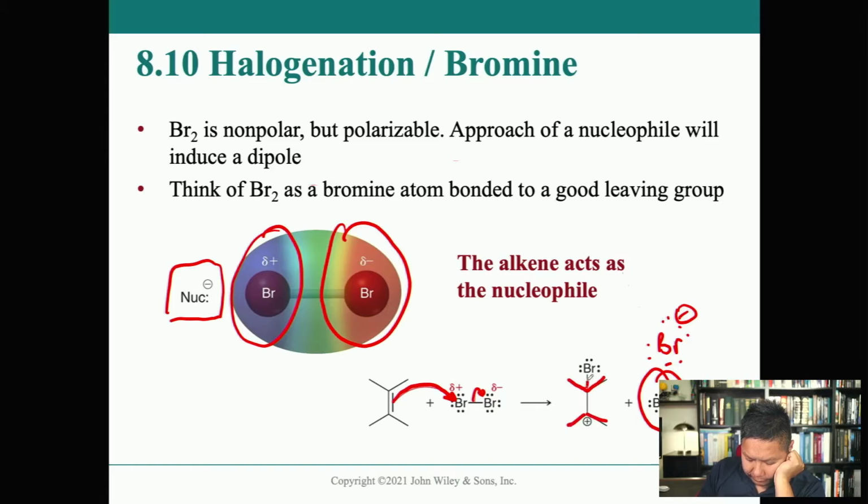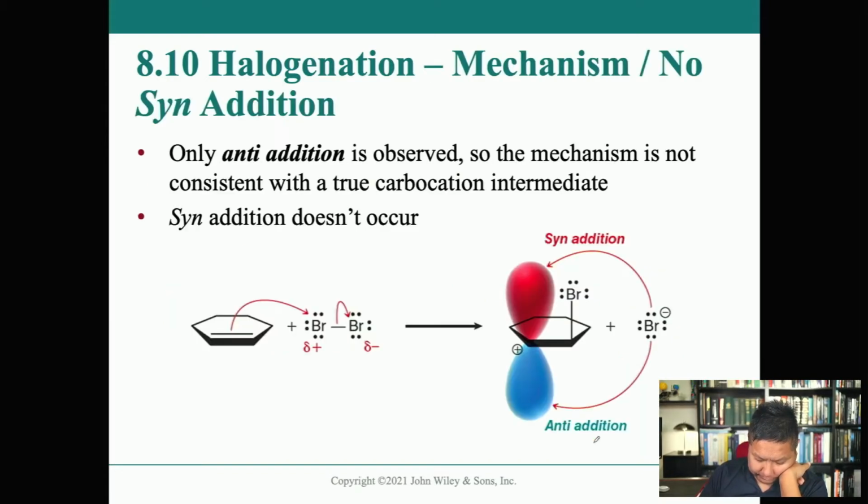All right, and you guessed it. What can happen next? The bromide that left can come back and do a nucleophilic attack on that tertiary carbocation right there, right? To do the halogenation. I'm sure that's the next slide. Oh, no, it's not the next slide. It's going to be on the next slide.